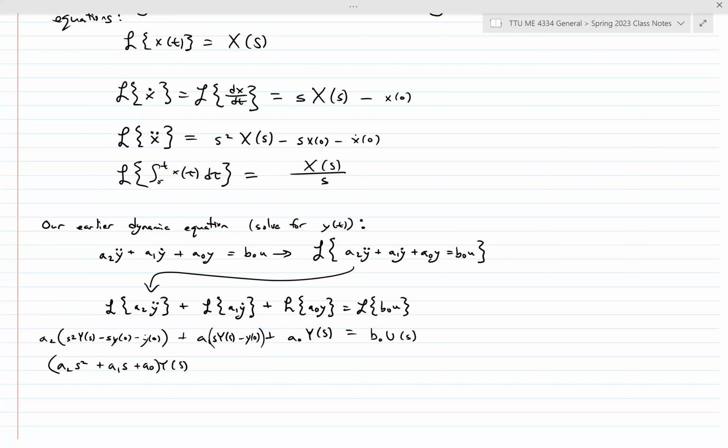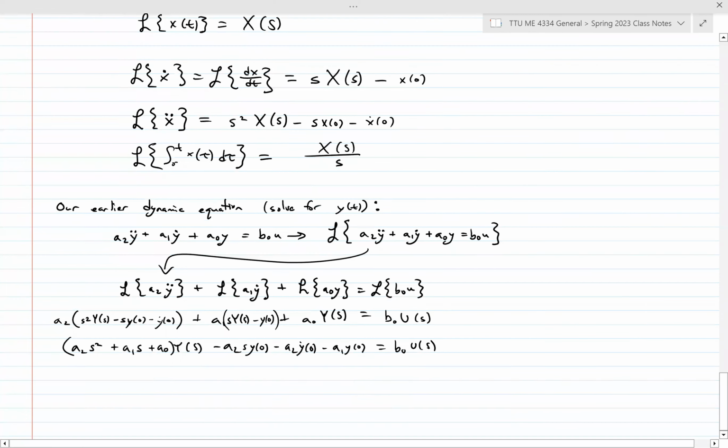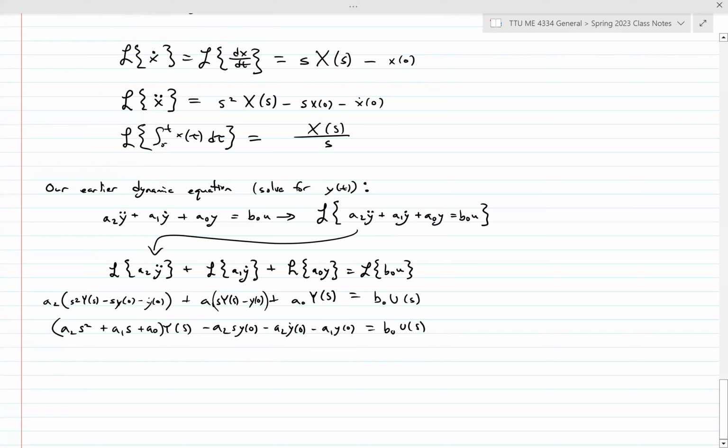Is that all we're going to have on this side over here? We still have all those initial conditions, so they still have to exist. So we'll just have negative A2 S Y0 minus A2 Y dot 0 minus A1 Y0 is equal to B0 U of S, right? All I did was skip over expanding out all these terms. I combined all the Y of S terms together, and I left the rest of these over here. And actually, we could group those two Y initials together as well.